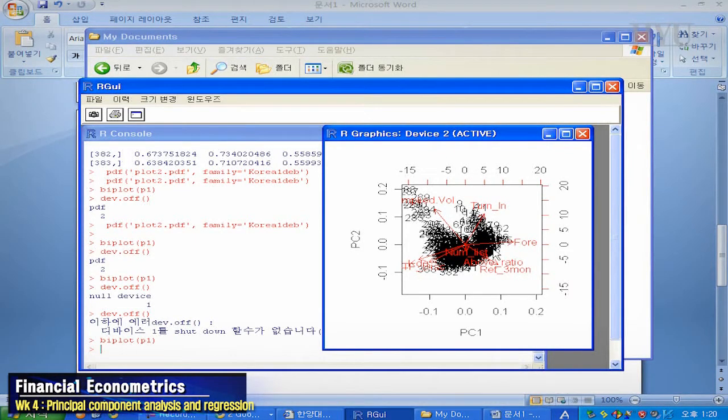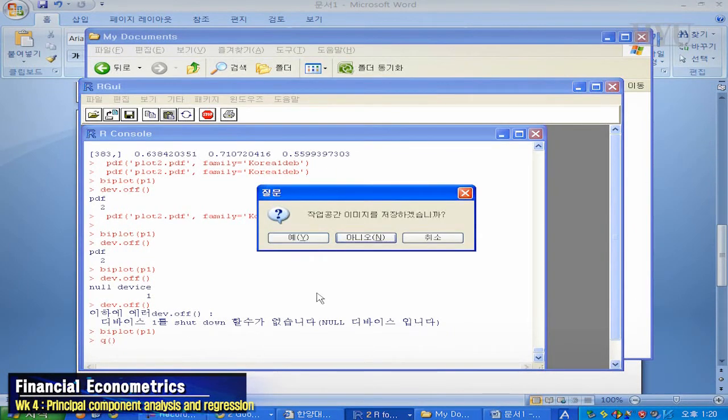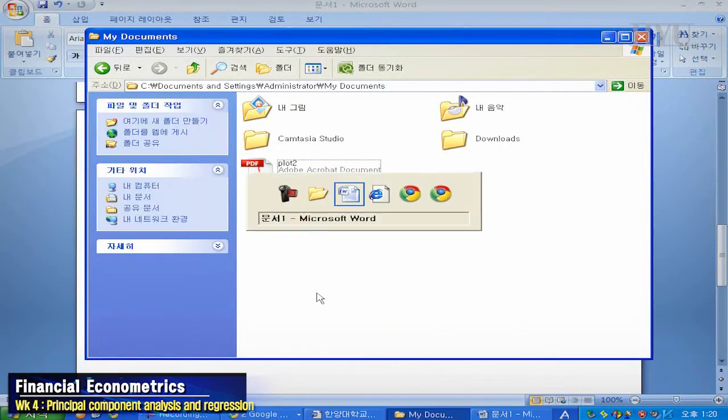What I want is a time series plot of the first principal component. Okay, go to your place. Anyone wanna challenge? Any volunteer?